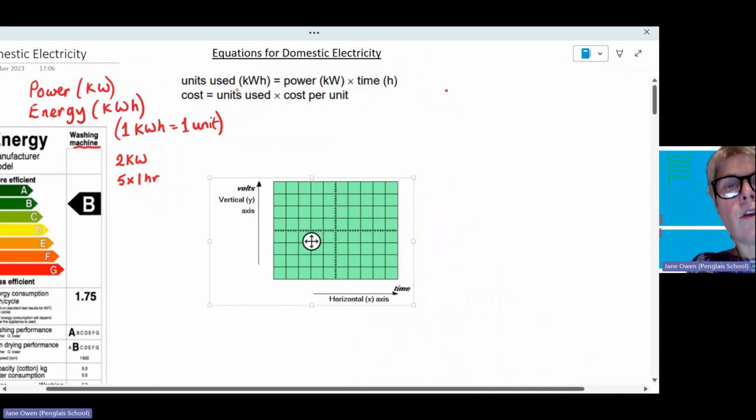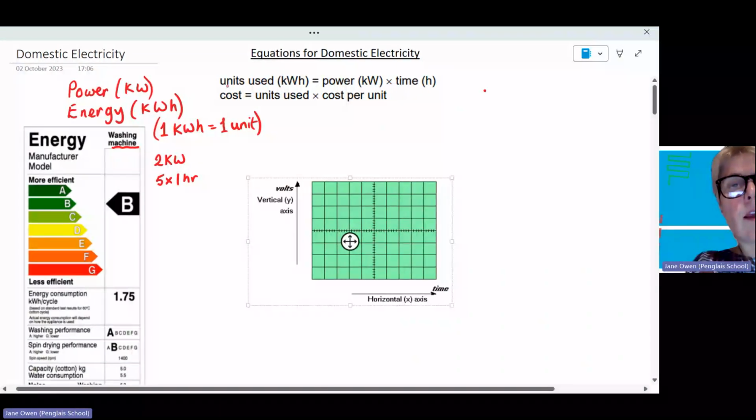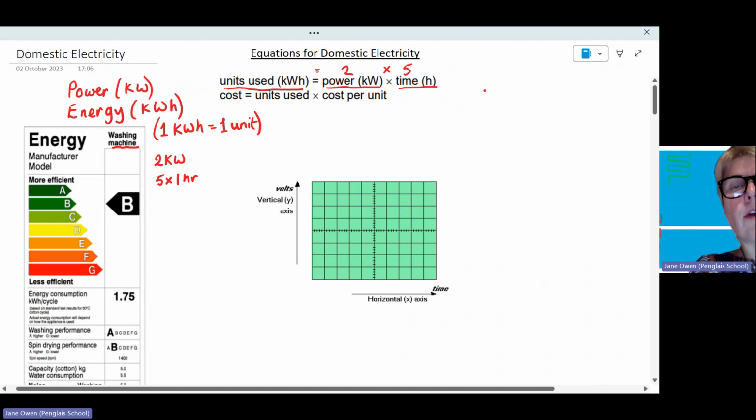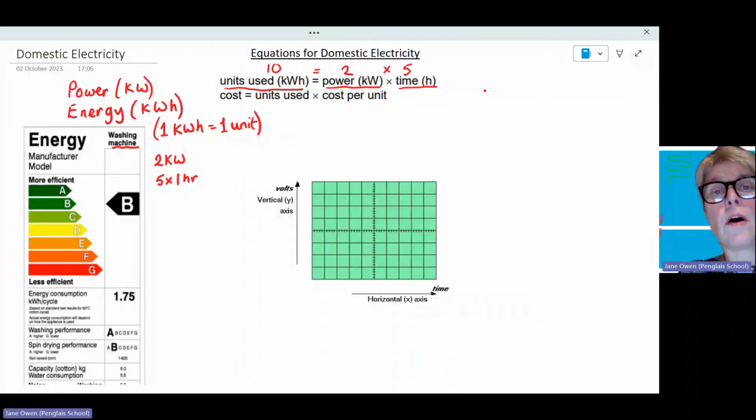The units used, that is the kilowatt hour, is given by the power in kilowatts times the time in hours. So 2 kilowatts times 5 hours tells us that we are using 10 units, or 10 kilowatt hours of electricity. And that is, in fact, the amount of energy used, 10 kilowatt hours. That's what we say, 10 units.